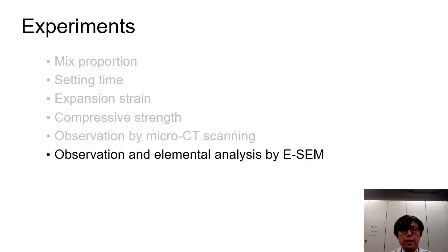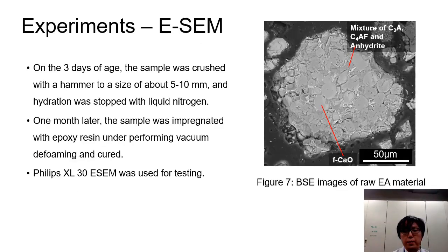Finally, observation and elemental analysis by EPMA were explained. At 3 days of age, the sample was crushed with a hammer to a size of about 5 to 10 mm, and hydration was stopped with liquid nitrogen. One month later, the sample was impregnated with epoxy resin under vacuum deforming, and cured. Phillips XL30 was used for testing.